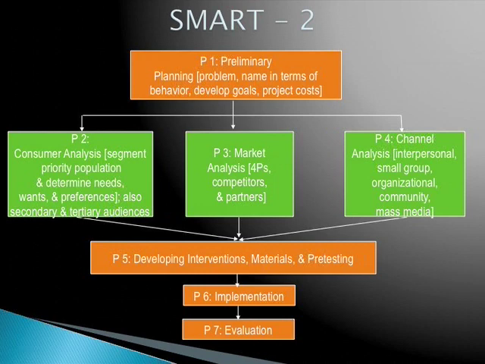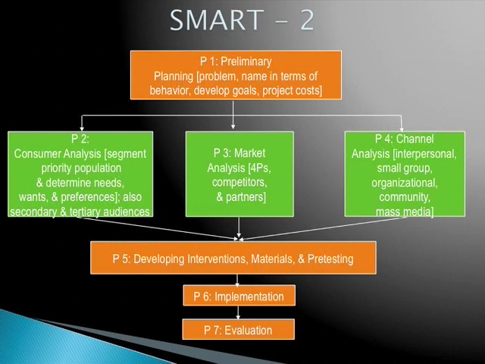Phase 5 of SMART consists of developing interventions, materials, and pre-testing. Once formative research is performed, it is critical that the data are transferred or infused adequately to the design of programs, interventions, and communication strategies. Phase 6 of SMART is implementation.